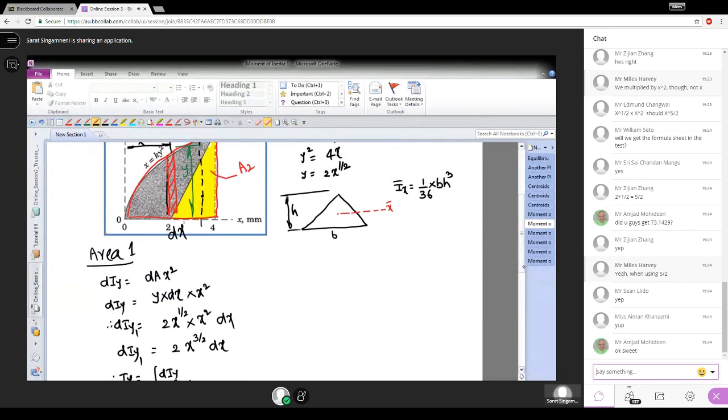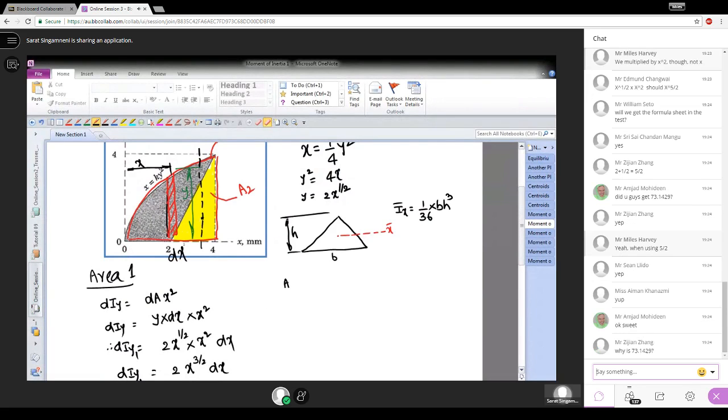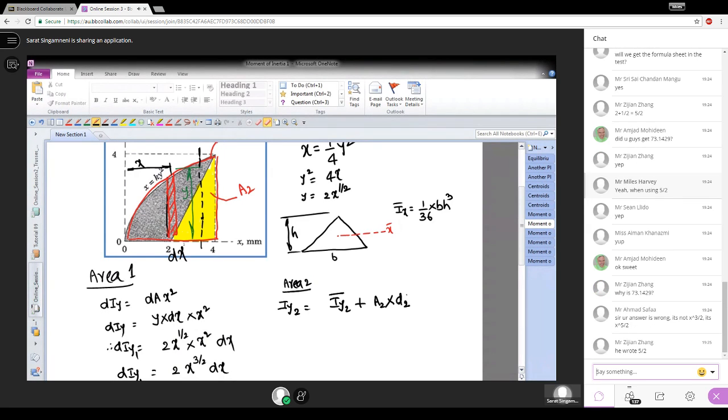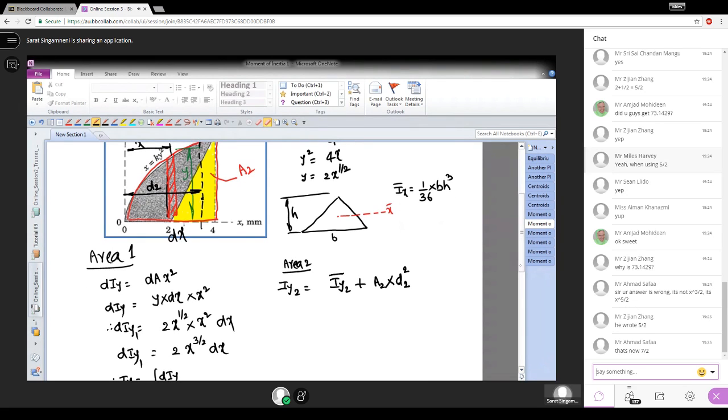How do we use this? So about the parallel axis is area 2. Iy2 is equal to Iy2 bar, which is the moment of inertia about this axis, plus area 2 times the parallel distance between the two axes squared, and that parallel distance is this distance. That is the distance between our y-axis and this. So we call that as d2. We will find what that d2 is very shortly. But let me first write what is Iy2.